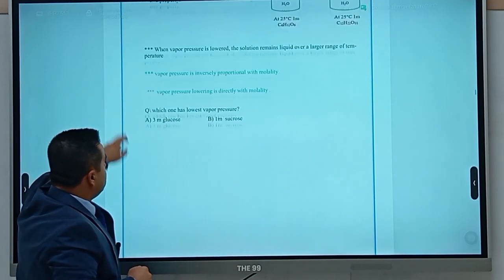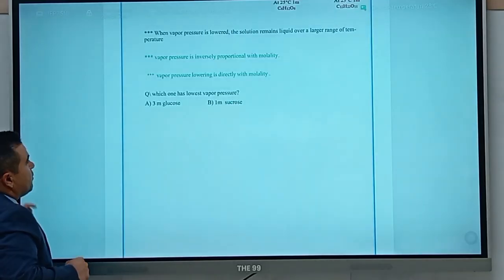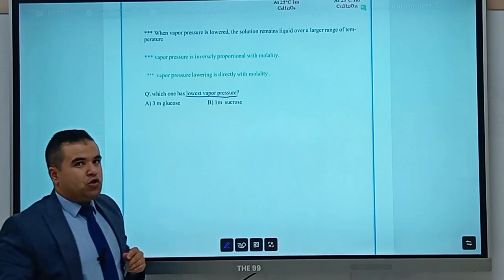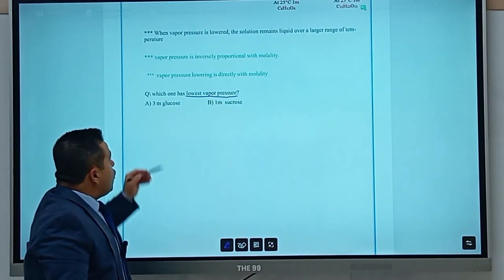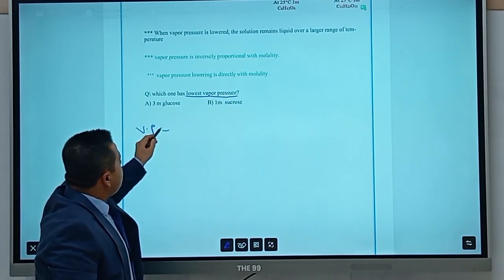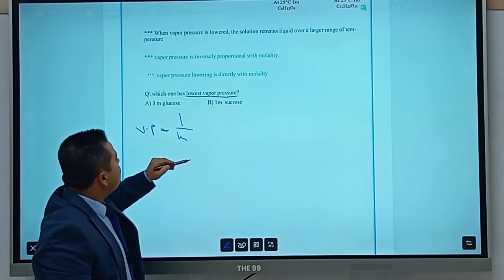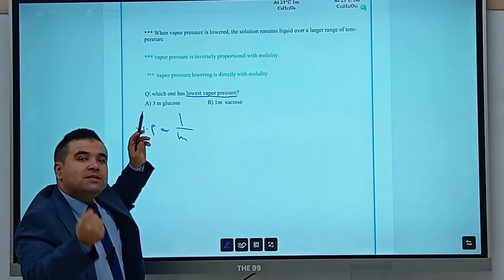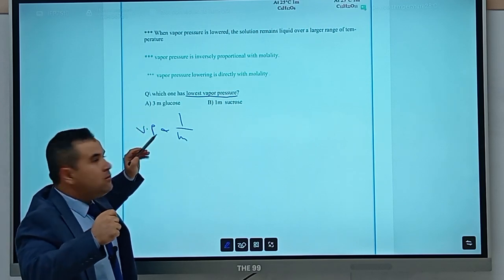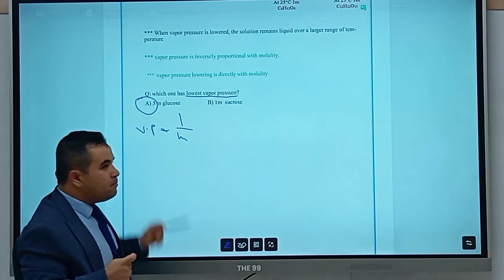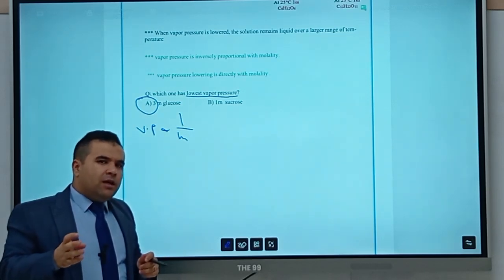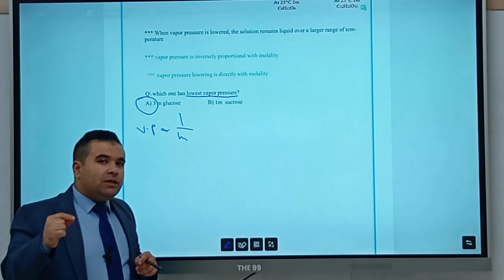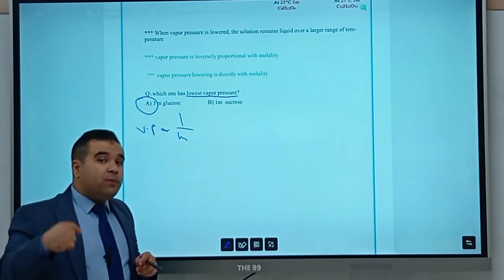Guys, let us solve this simple question. Which one has the lowest vapor pressure? Of course, vapor pressure is inverse with the molality. The one that has lower vapor pressure must have the highest molality. So A is the correct answer. But if it requires the vapor pressure lowering, the one with the lower molality has the lower vapor pressure lowering.